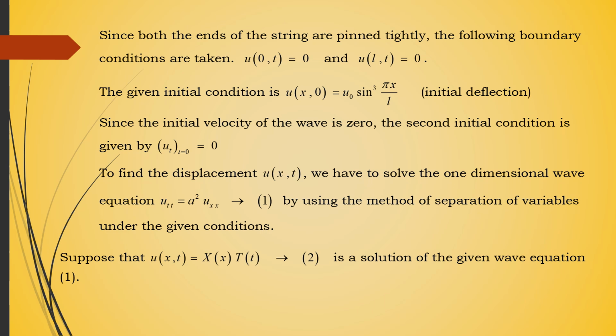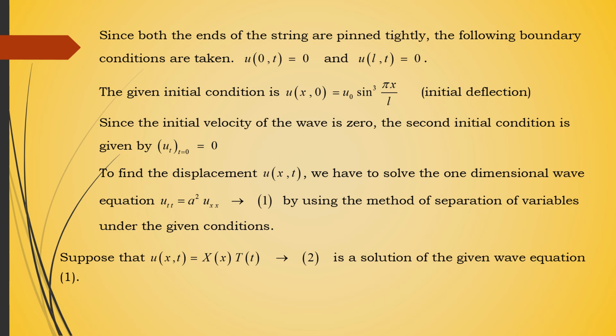In our present problem, the string is tightly stretched and tied or pinned at both the ends. The length of the string is say L centimeters. It is in between two positions x equals 0 and x equals L. That means the left end of the string is placed at x equals 0 and the right end of the string is placed at x equals L along the x-axis.